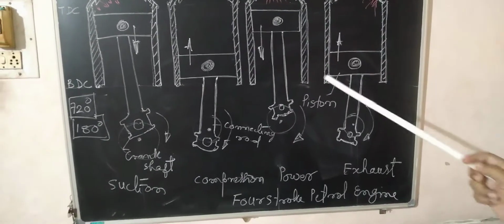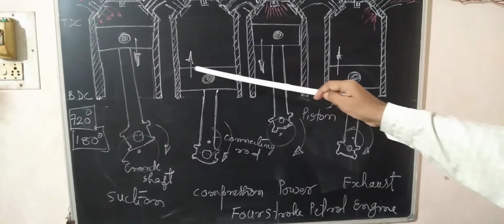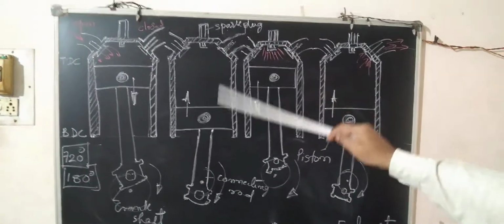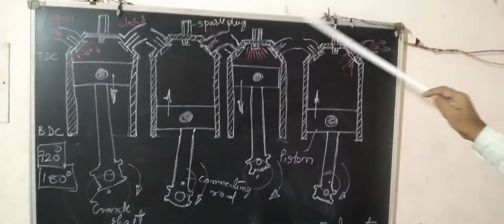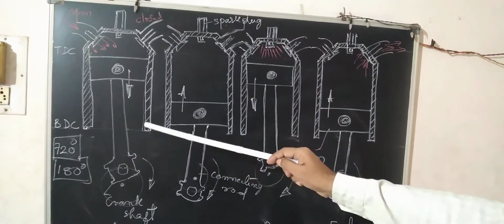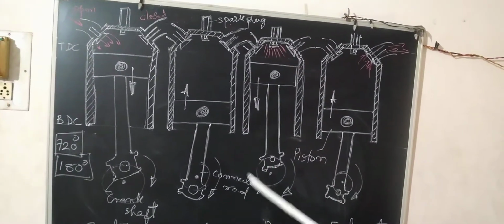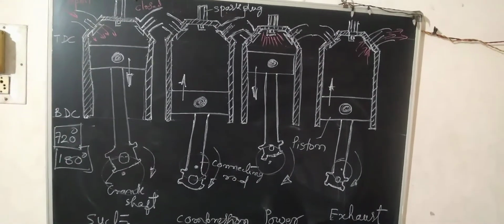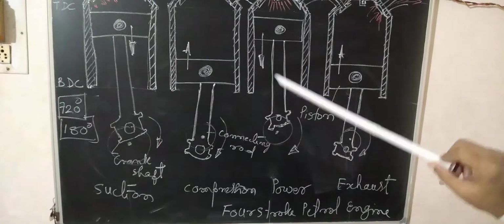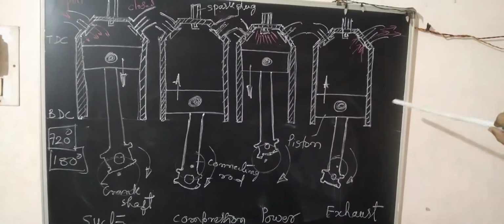So the cycle of operation is completed in 4 strokes: the fuel enters the combustion chamber, is compressed, power is produced, and the gases are exhausted. This completes in 720 degrees of rotation of the crankshaft. That means 2 rotations of the crankshaft are required to complete 4 strokes.